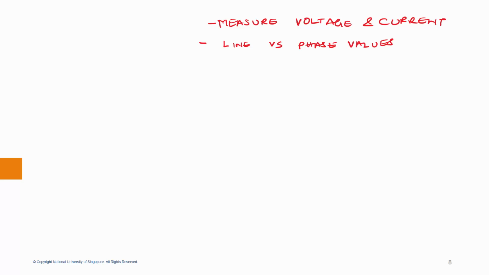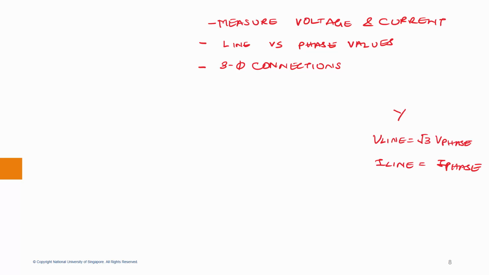In this lecture, we understood how to measure voltages and currents in a three-phase system, differentiated between line values and phase values, and looked at different connections for three-phase systems. We also derived the line and the phase relationships for Y and delta systems as follows. For a Y-connected system, the phase voltage is the line voltage divided by √3, while the phase current is the same as the line current, while for a delta-connected system, the phase current is equal to the line current divided by √3, while the line voltage is the same as the phase voltage.